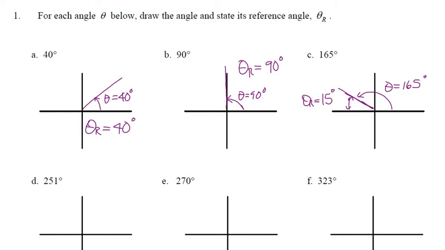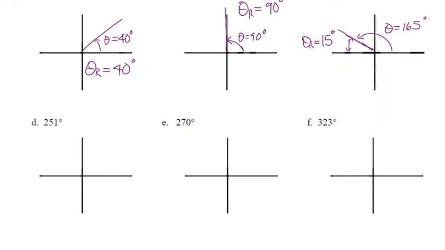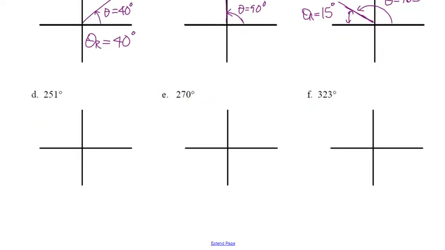All right, so, fire away. Finish off the rest, or do the next three. What you want to figure out is what quadrant are they in, about where are they, draw it, label it, show the rotation to get there, and then label the reference angle or state the reference angle. 251, where's that?